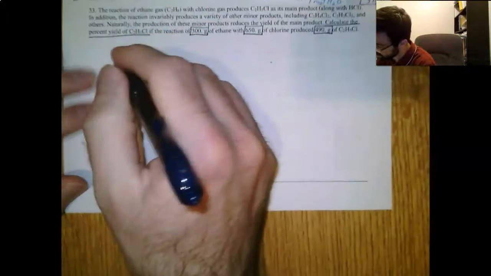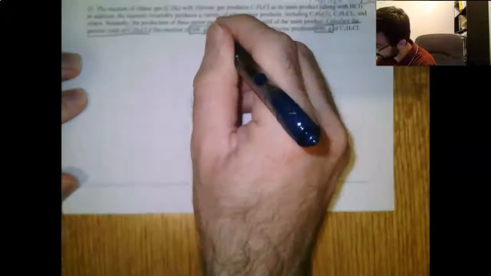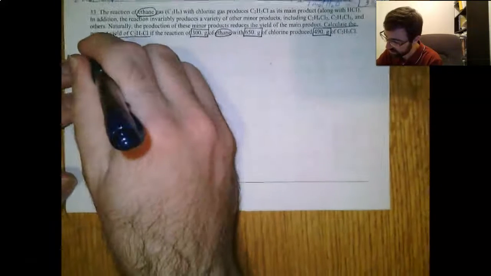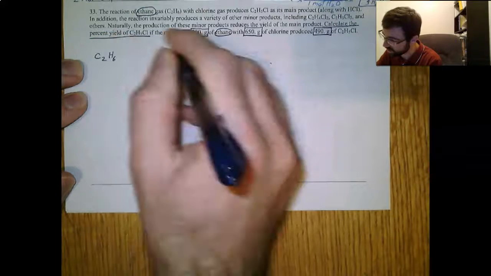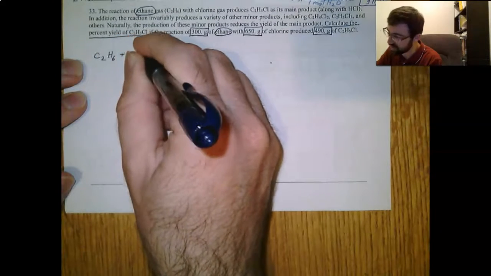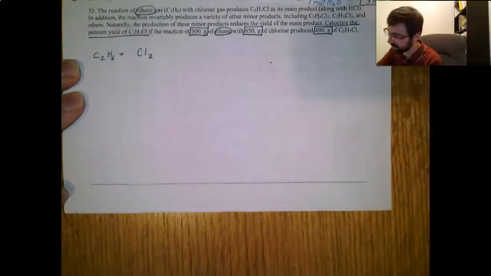It says the reaction of ethane gas, and that's the other thing, this word ethane, we need to connect that. Ethane is C2H6. So I'm going to say ethane, C2H6 reacts with chlorine gas plus Cl. Don't forget that chlorine is one of our diatomics, so it's Cl2. You need to remember that.